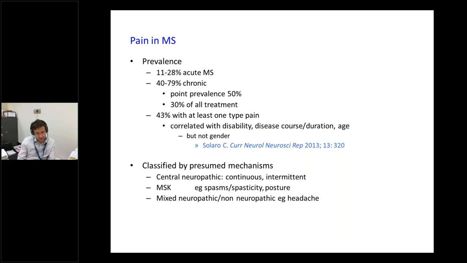Pain appears to be correlated with disability, so patients are more likely to be disabled if they have pain. It's also more likely the older the patient and more associated with disease course or duration. So when you look back at Solero's paper and others, the younger cohort on these disease-modifying drugs, the new modern MS patient, likely has a lower report and lower risk of having chronic pain.